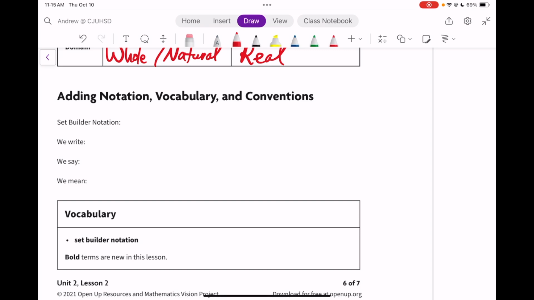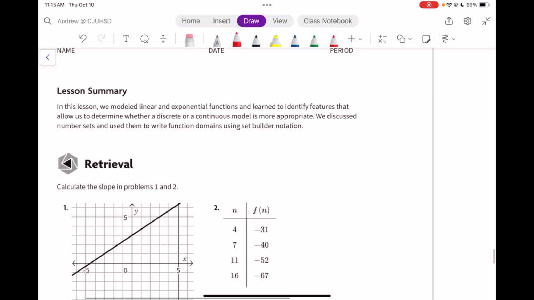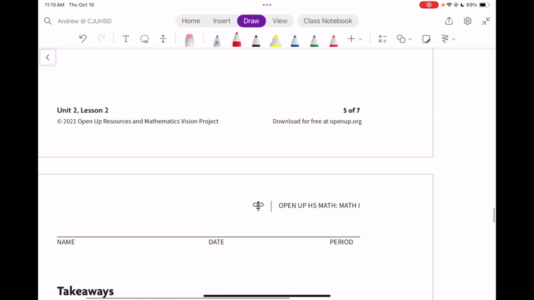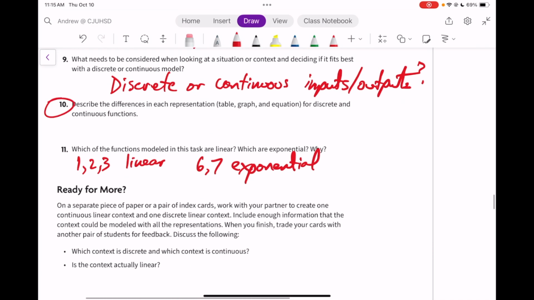Okay. Now, for set builder notation, we're going to skip this part for now. Okay? We're going to end right here without doing the retrieval. To answer question number 10, just look at our takeaways section.